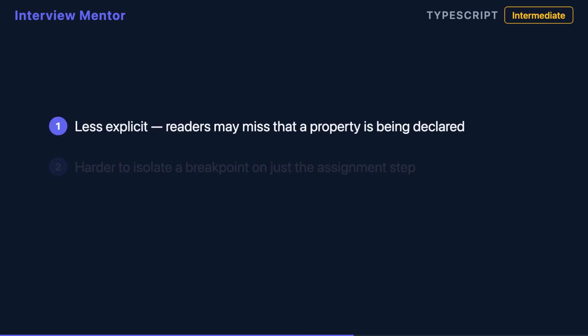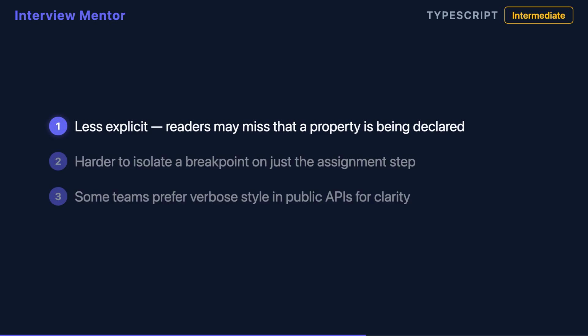The main trade-off is explicitness. Developers unfamiliar with TypeScript may not realize a property is being declared just by reading the constructor. It's also slightly harder to set a breakpoint specifically on the assignment step. Some teams prefer the verbose style in public-facing APIs for that reason.